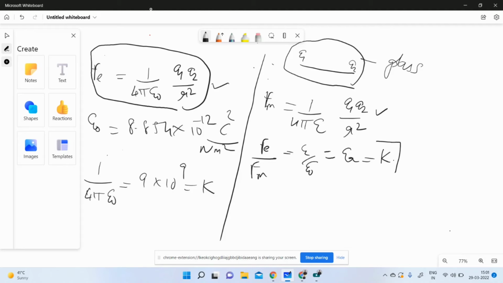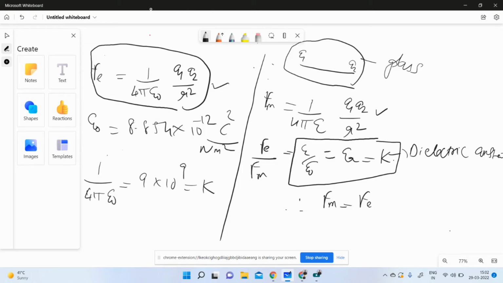And that was Coulomb's constant, which is 9 into 10 raised to 9. Both are different quantities. This is known as dielectric constant. Dielectric means insulator. Therefore, we can say that force in medium is equal to force between two charges in vacuum divided by K. This is an important formula. That means whenever you are taking two charges from air, from vacuum to any medium, the force will decrease by a factor K.